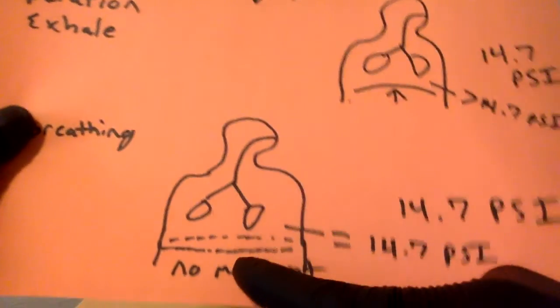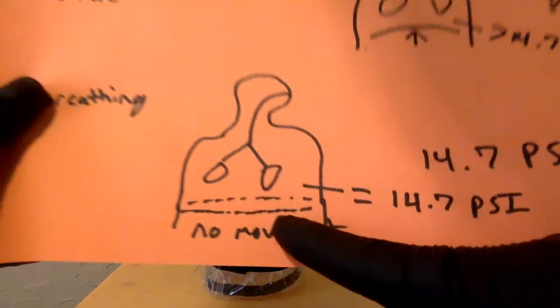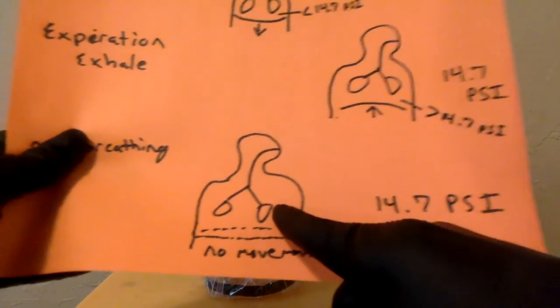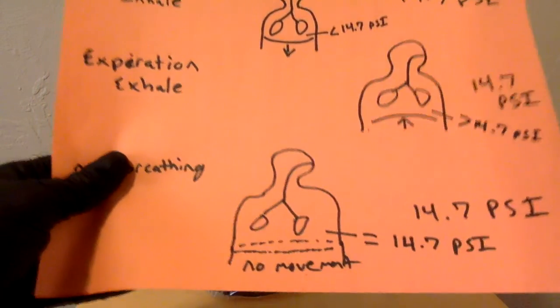Now, what does that mean? That means the third option. We're not inspiring, we're not expiring. We are simply not breathing. We have no net movement in the diaphragm. That means the pressure inside of our thoracic cavity is equal to the pressure outside of our thoracic cavity.